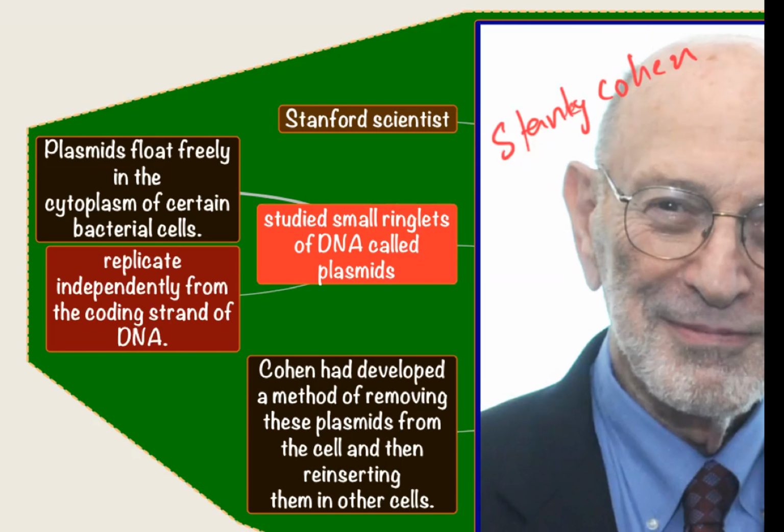What are the characteristic features of these plasmids? They are small ringlets of DNA that float freely inside some of the bacterial cells. Then what is the other character? They can replicate independently without depending upon the chromosome.